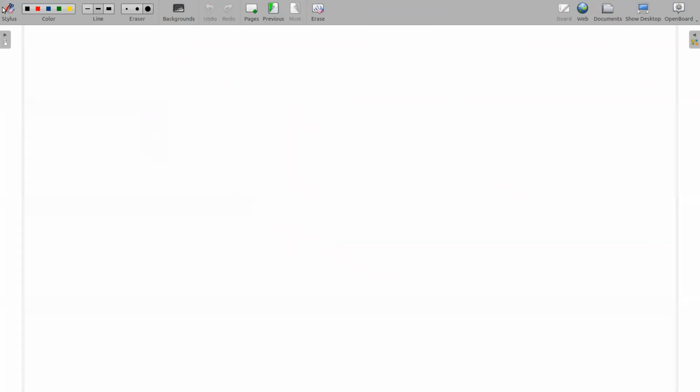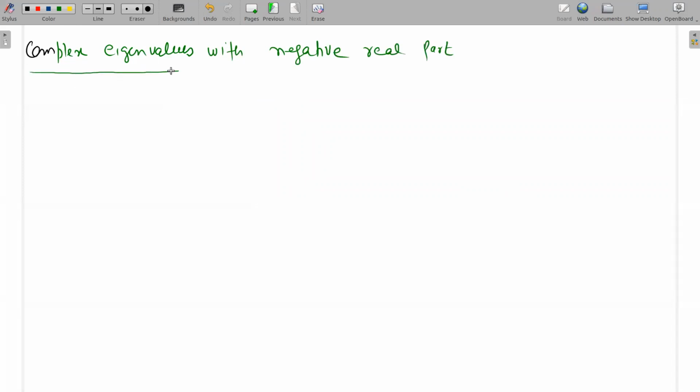थर्ड केस कौन सा होगा? कॉम्प्लेक्स आइगन वैल्यूज, विद — पहला एग्जांपल है विद नेगेटिव रियल पार्ट, फिर सेकंड एग्जांपल होगा विद पॉजिटिव रियल पार्ट, एंड थर्ड विल बी जीरो.